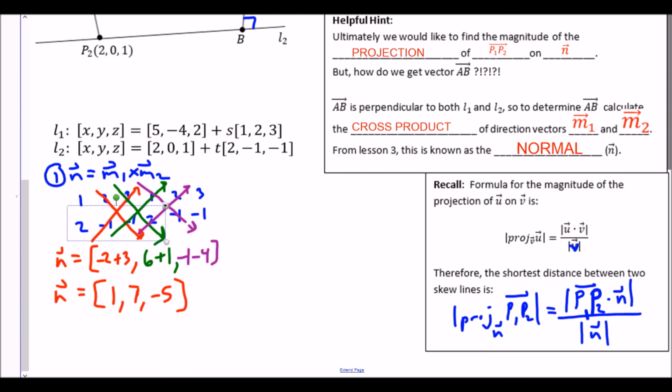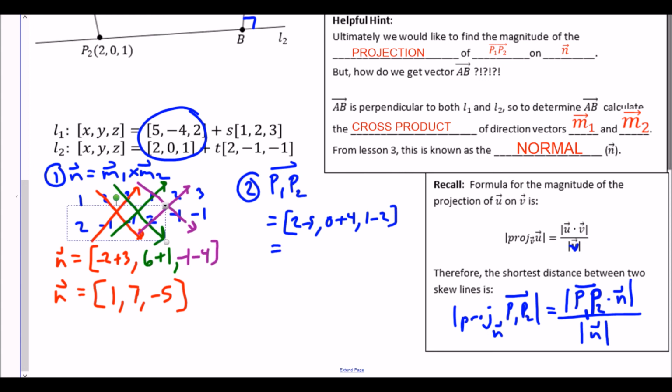So I have the normal. What else do I need to find? I also need to find P1, P2. P1, P2 is pretty easy. I'm just going to take these points and find the direction vector between them. So I'm going to have 2 minus 5, 0 plus 4, double negative, and finally 1 minus 2. So it's going to be equal to negative 3, 4, and negative 1.